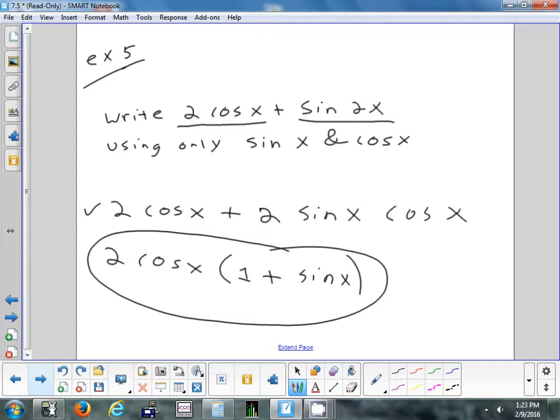This is probably about the difficulty of one you'd see in the homework and on the test. Maybe you'd have a cosine 2x and a sine 2x. So it might be one step harder than this, but it will not be as hard as the next one I'm going to show you. Any questions before we look at the next one?